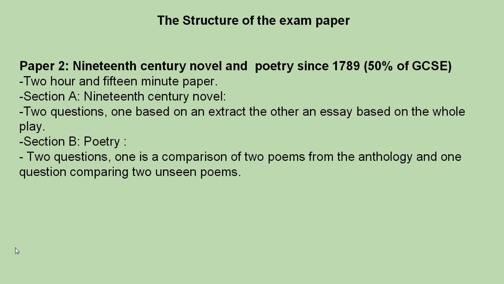Paper 2 is worth 50% of your total mark. Remember, there are 2 papers for literature, 2 papers for language. There are 2 sections here. Section A, which we're concentrating on now, is your 19th century novel, and Section B is your poetry. We've gone through all this in our previous video, but here's a reminder for you.